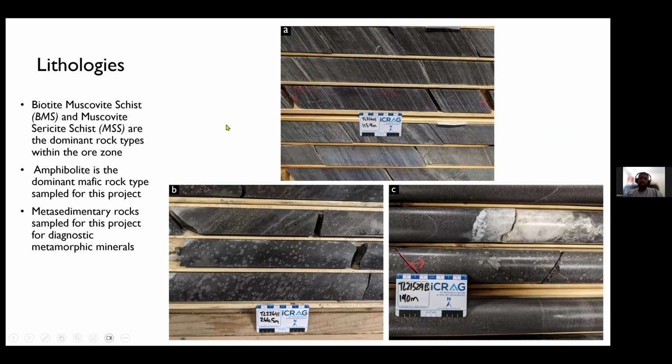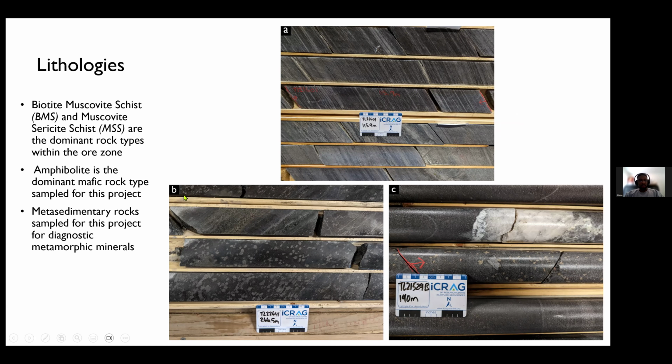So a bit about the lithology sampled for this project. In panel A here at the top, we have the biotite muscovite schist. And below it here, we have the muscovite sericite schist. So these two rock types dominate the main zone. And so this is where most of the gold is found. The main differentiation between the two is just the amount of biotite versus muscovite. And this is important for us because we'll be getting all of our quartz and gold samples here for our observations.